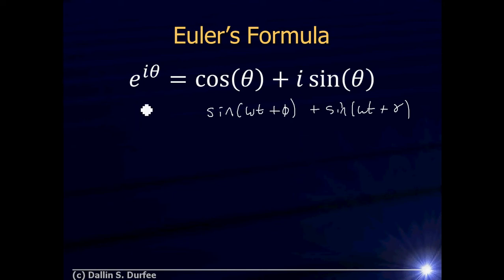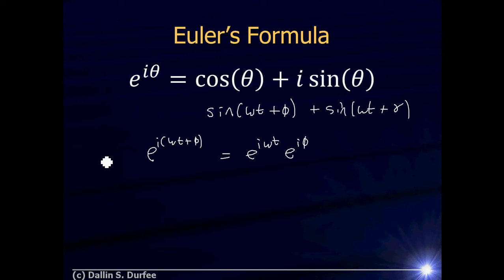But exponentials are easy. If I have e to the i omega t plus phi, I can just separate those two. I can write that as e to the i omega t times e to the i phi, right? Exponentials, I know what to do with. They're a lot easier to work with. So Euler's formula allows us to take things that normally we would use sines and cosines for, and instead use an exponential, which makes things easier.